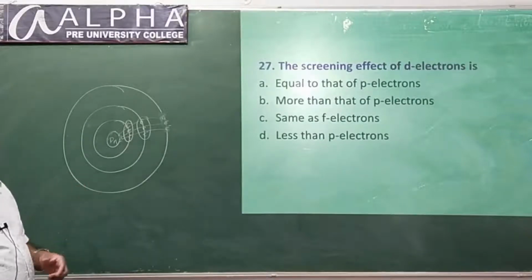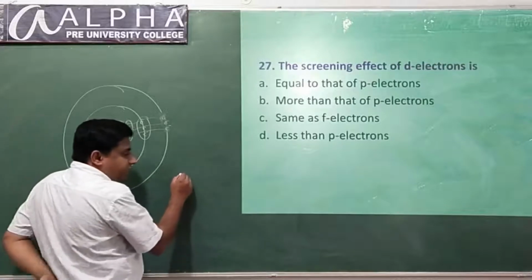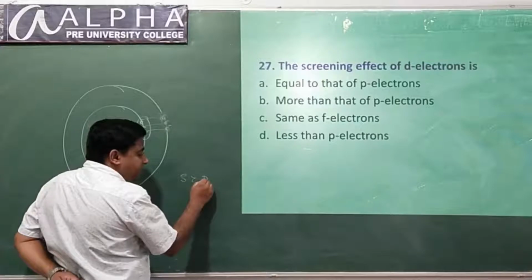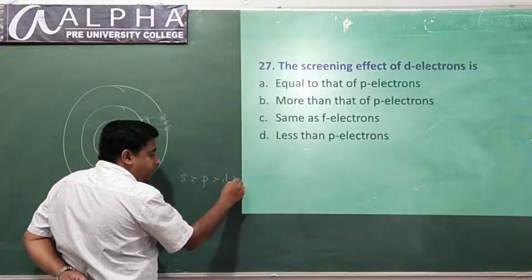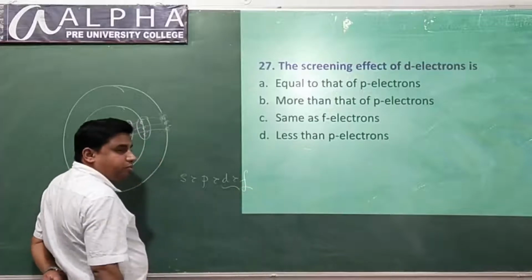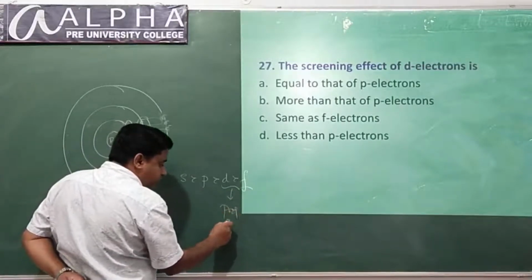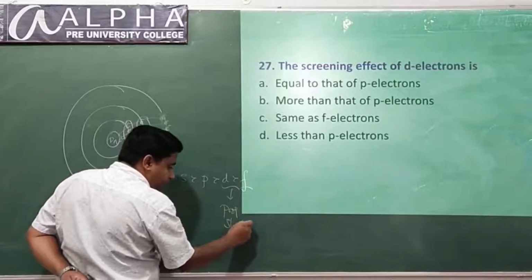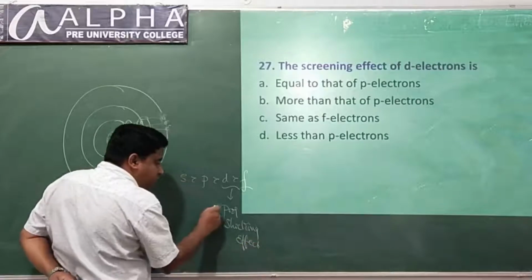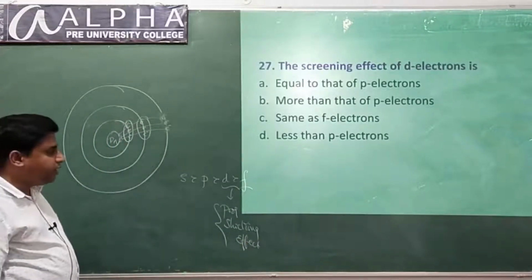By the way, what is the order of shielding effect or screening effect? The screening effect or shielding effect is more for the electrons in s orbital, then p orbital, then d orbital, and then f orbital. I have also told you that d orbital and f orbital will exhibit poor shielding effect. Understood? Am I correct? Yes.